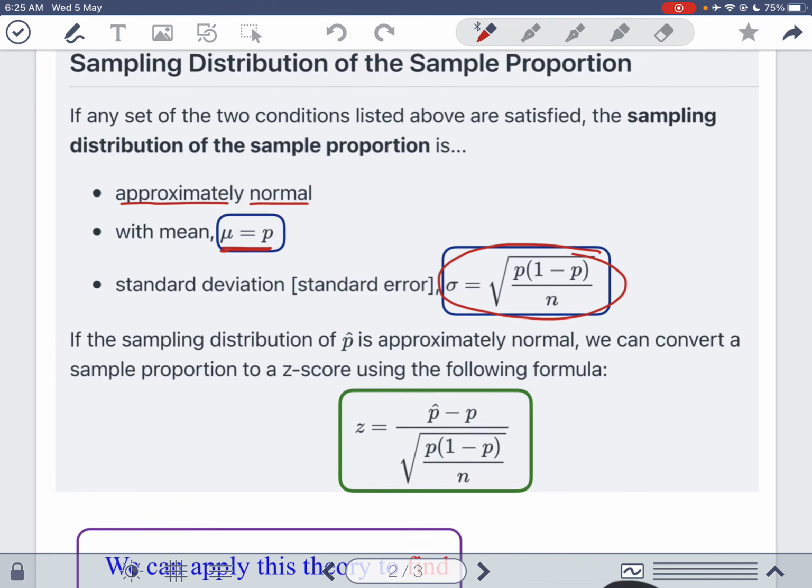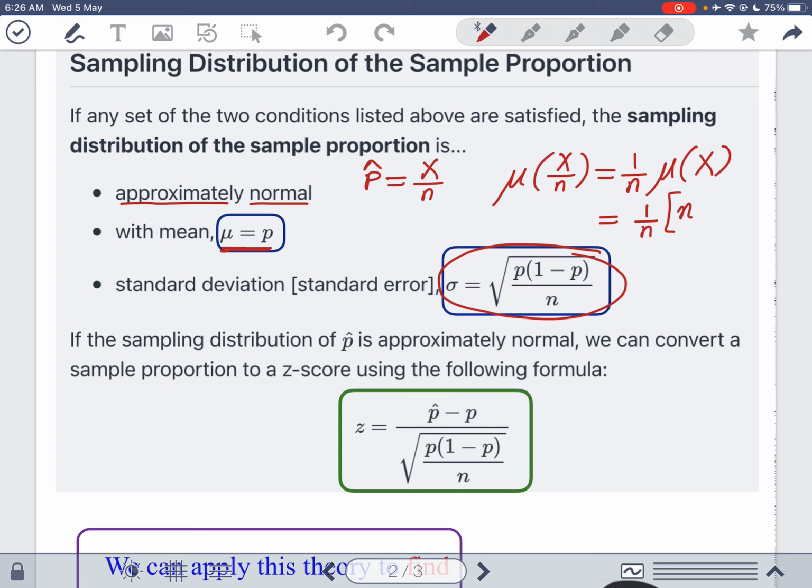Look at the following. We said that p hat is going to be x over n, okay? So now, what is the mean of x over n? Remember, x was binomial, and you can take any constants outside. It's linear in x. So this will be 1 over n, and remember the mean of a binomial is n times p, and so the n cancels the n, and you end up with p.